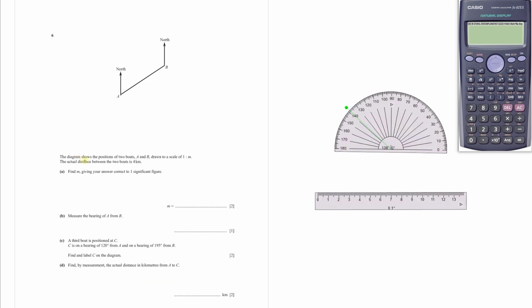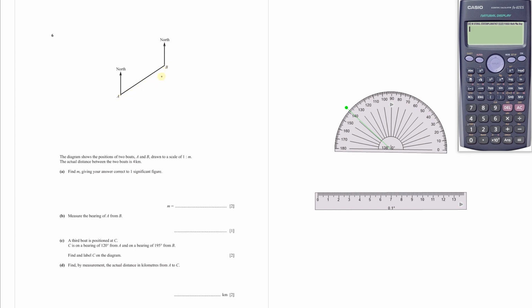Question number 6: the diagram shows positions of two boards A and B drawn to a scale of 1:m. The actual distance between the two boards is 4 kilometers. Part A is find m, giving your answer correct to one significant figure. So you're given that the actual distance between the two boards is 4 kilometers.